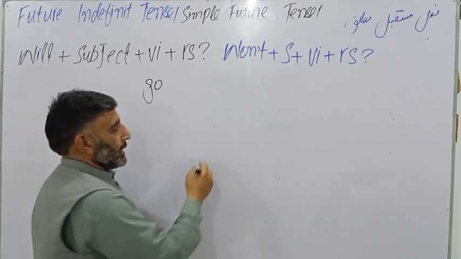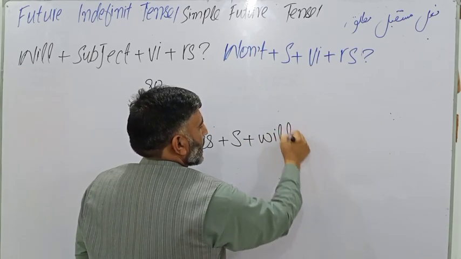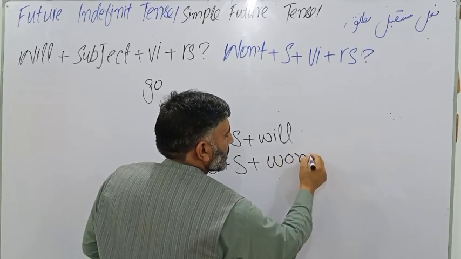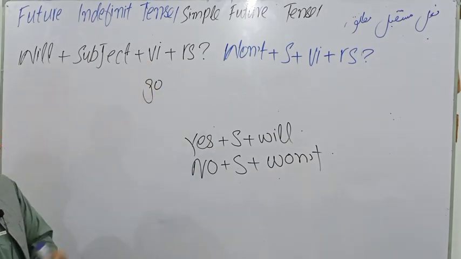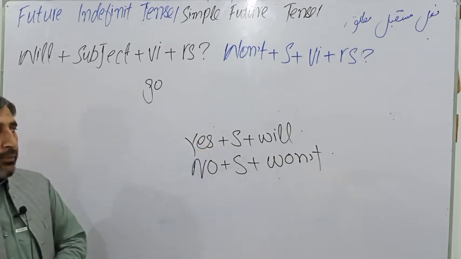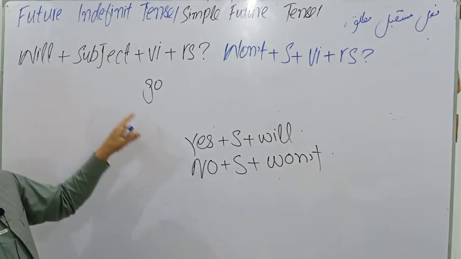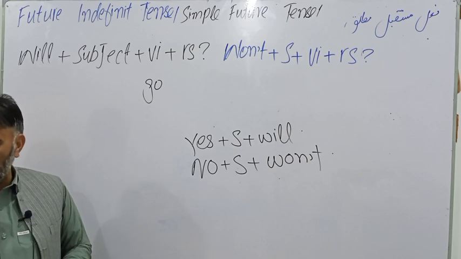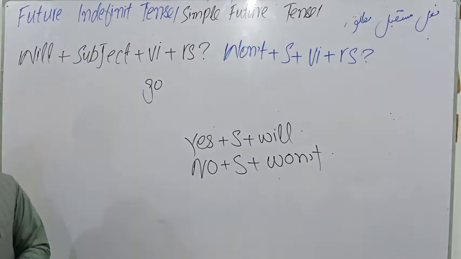If you go, what will you say? Yes I will, or yes we will, depending on the subject. And if you will not go, what will you say? No we won't, or no I won't. Similarly, if I say, will Aisha go to Peshawar? What will the answer be? Yes she will. And if not? No she won't. Will Bilal go to Peshawar? If he goes, then? Yes he will. Bilal is male, so we use he. And if he will not go? No he won't. He'll go to Lahore, that is the complete form.